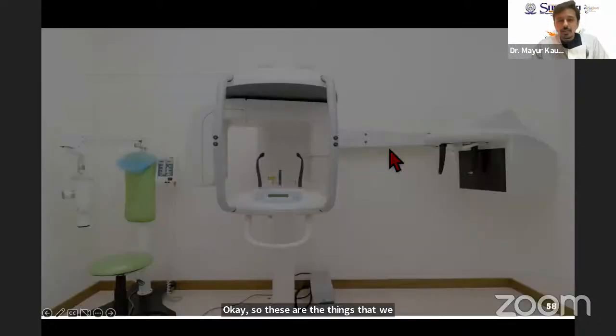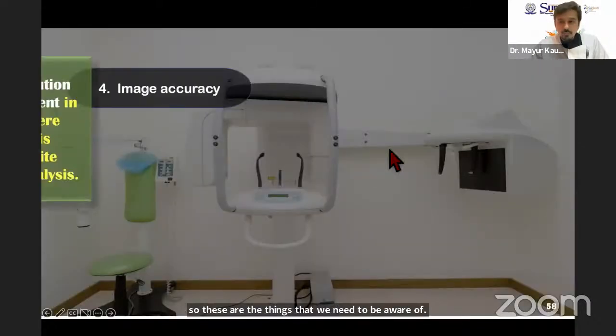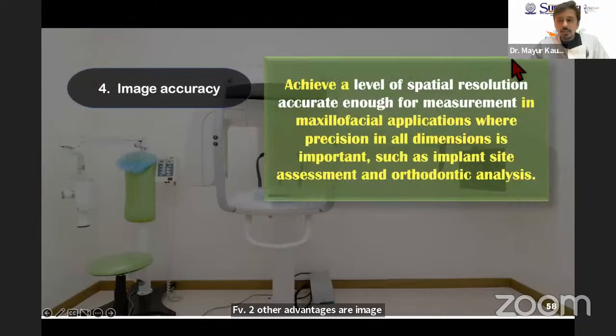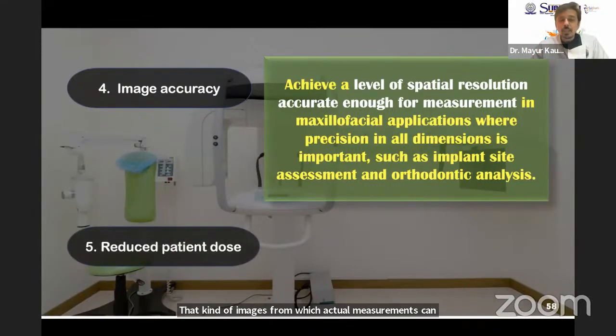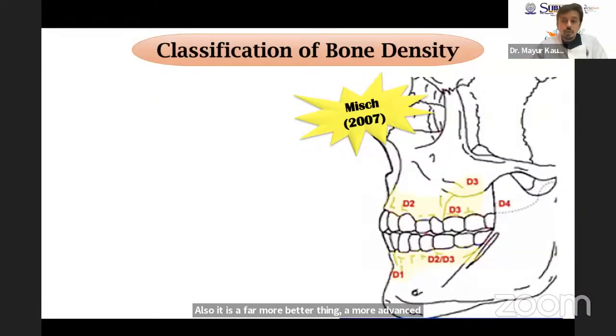Two other advantages are image accuracy. The kind of images that we get here are quite unique, images from which actual measurements can be taken. That is the advantage of CBCT. And of course, reduced patient dose is there. So as compared to normal X-ray and CT also, it is a far better, more advanced thing that we are able to use. Not only with regard to quantity, it is the quality which can be assessed.